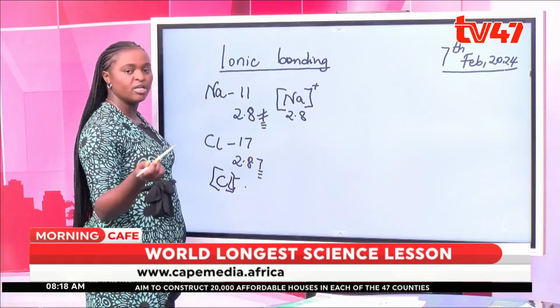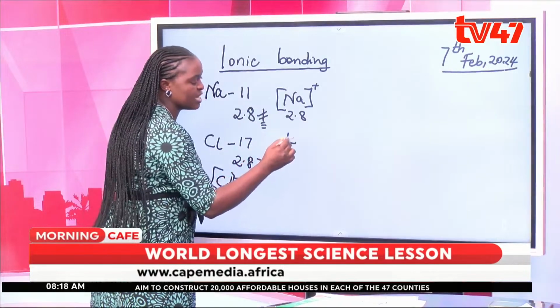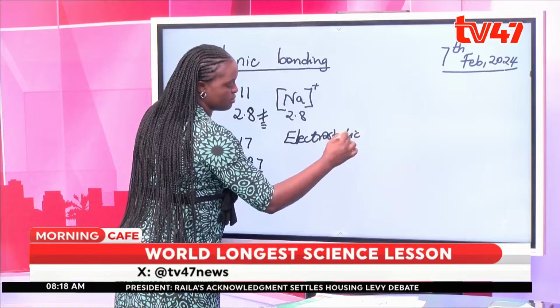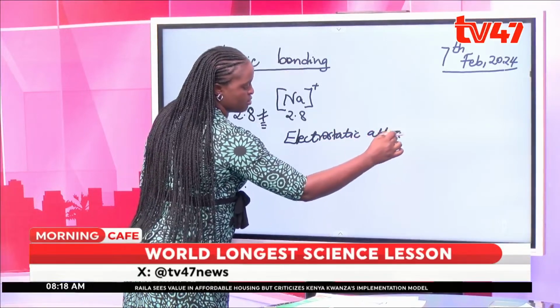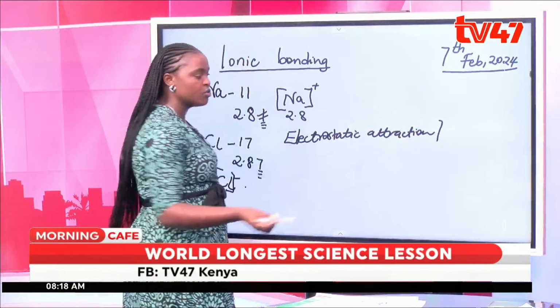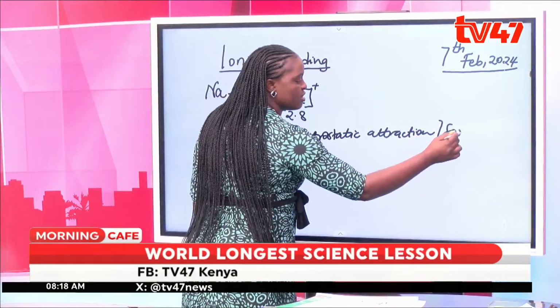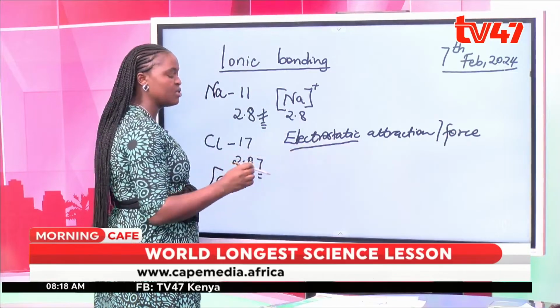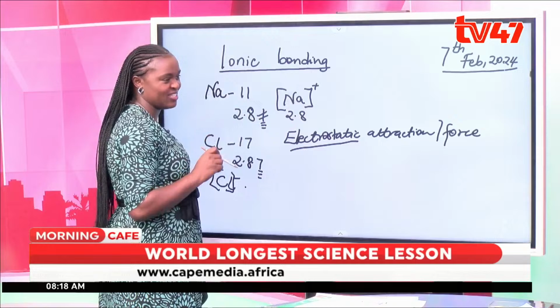Now, what is an ionic bond? It's an electrostatic attraction. Attraction could also mean force. Why electrostatic? Because it is between oppositely charged particles.